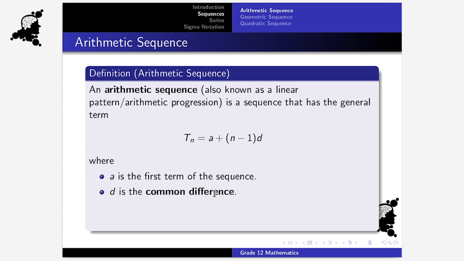Now, the common difference is that number that we spoke about in the previous slide, that we keep on adding or subtracting to get the next term. n is the position of the term. Now, this is a very important statement. We'll take a look at it in the next slide. And then Tn, that's the general term.